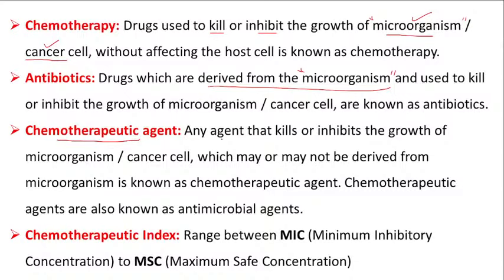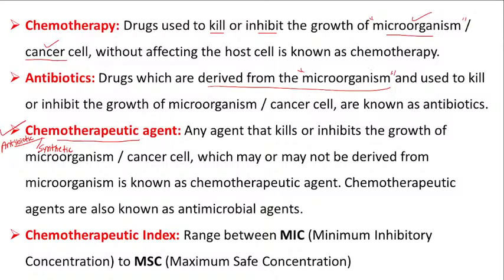Actually, chemotherapeutic agent is a broad word which includes the antibiotics, which are natural sources from microorganisms, and the other one, the synthetic sources. So that broad category is called chemotherapeutic agent. In this chemotherapeutic agent we have two subcategories. One is antibiotic and another one is synthetic or semi-synthetic, right? So that would be in the second category. This is a broad category and antibiotics would be in that.